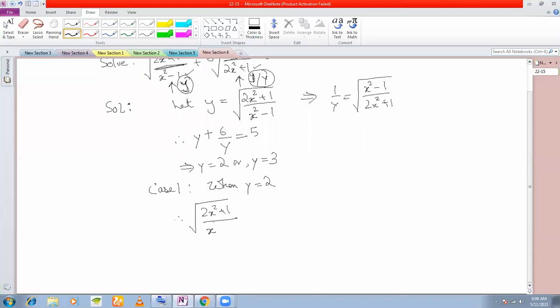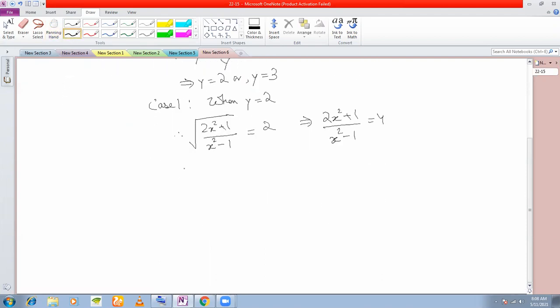divided by x square minus 1 is equal to 2. You square both sides, you get 2x square plus 1 divided by x square minus 1 is equal to 4. Squaring both sides in order to remove the radical. Now you cross multiply.